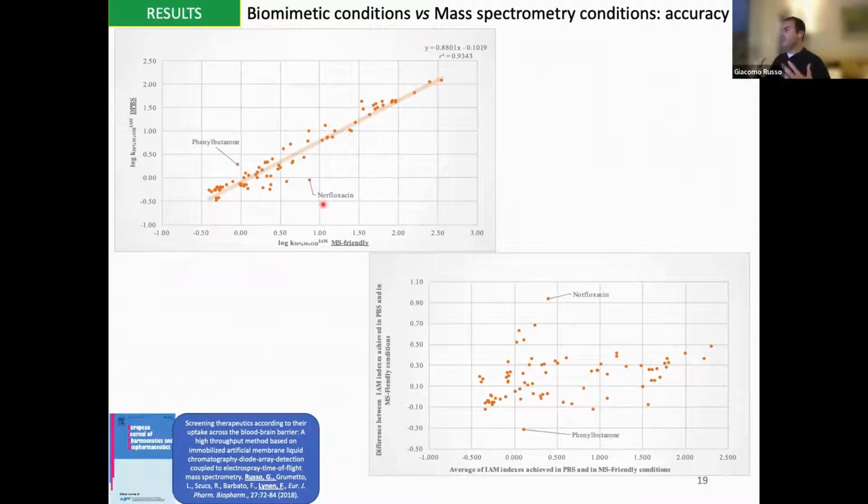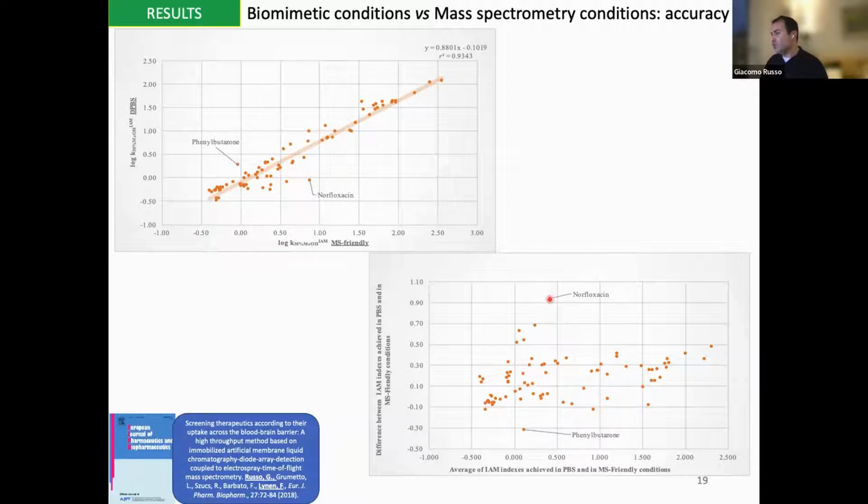So we first of all compared the indexes. In this case, we could see that a highly significant relationship was achieved by essentially plotting the measurement on the IAM using Dulbecco phosphate buffer, and that using the IAM in mass-friendly condition for all points but phenylbutazone and norfloxacin.